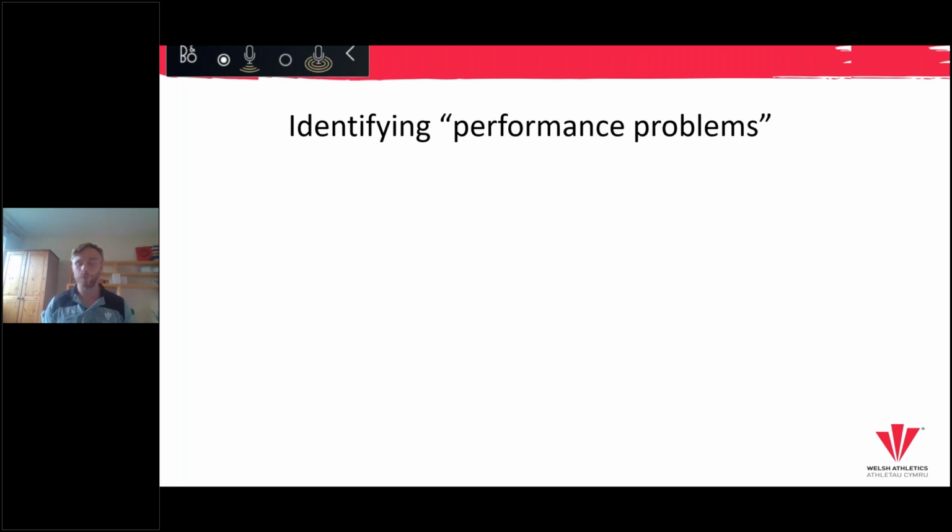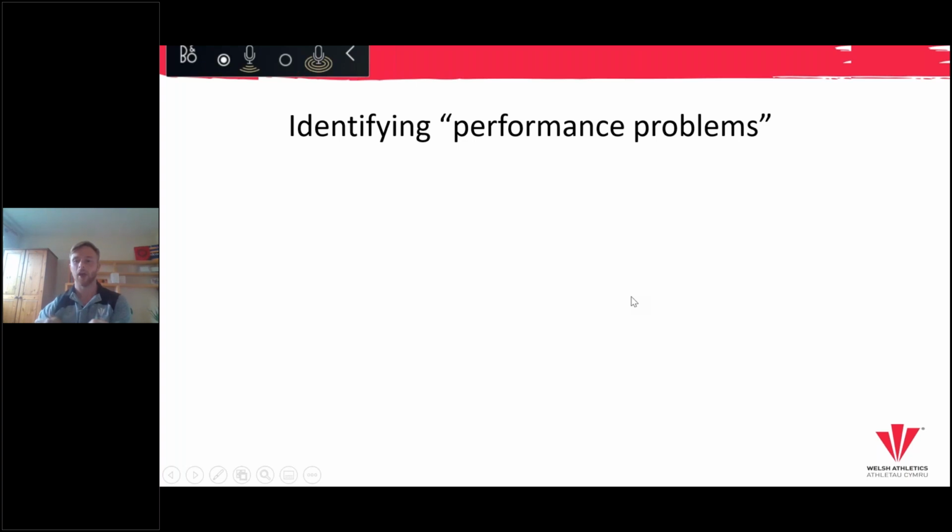Now, in terms of figuring out, okay, I've got my six pillars, because that's quite a lot of things to work on, in terms of being able to emphasize specific ones, I guess firstly, what you need to do is identify what I call performance problems. So what are the limiting factors that are going to hold this athlete back, or what are the factors that when addressed can take them up to that next level?